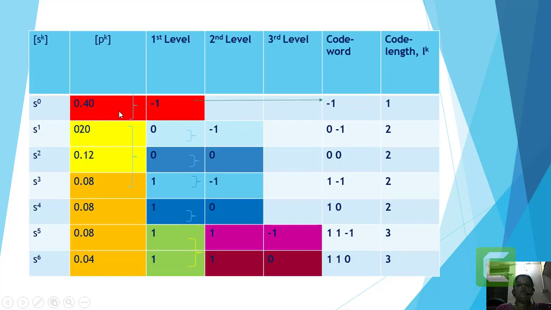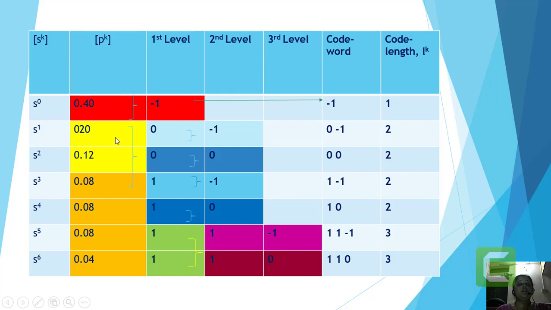probability. In this table, first we will arrange the symbols S0 up to S6, then the corresponding symbol probabilities. In the given numerical, the probabilities for the given symbols are already in decreasing order, but if they are not, we have to write the symbols in the table in decreasing probability order.